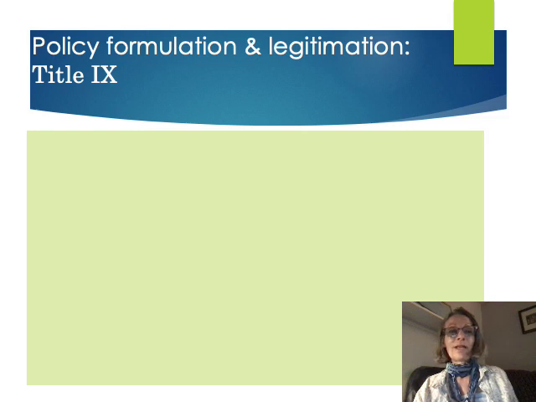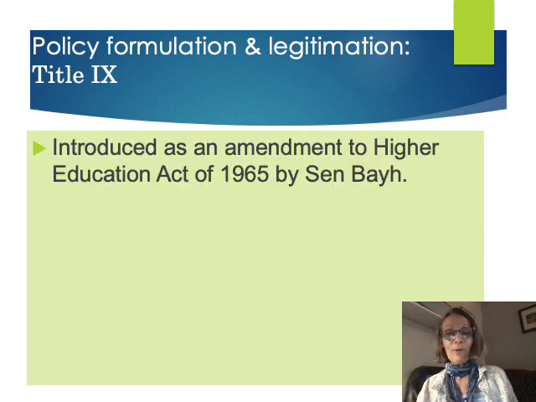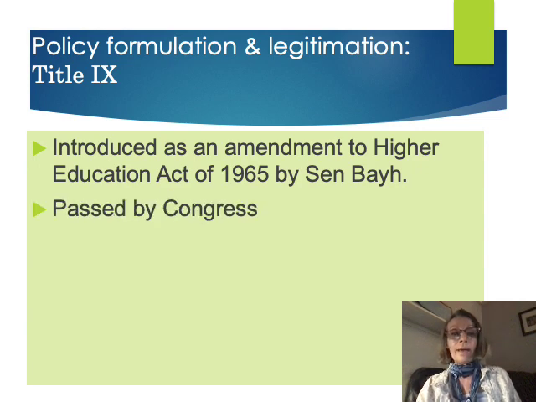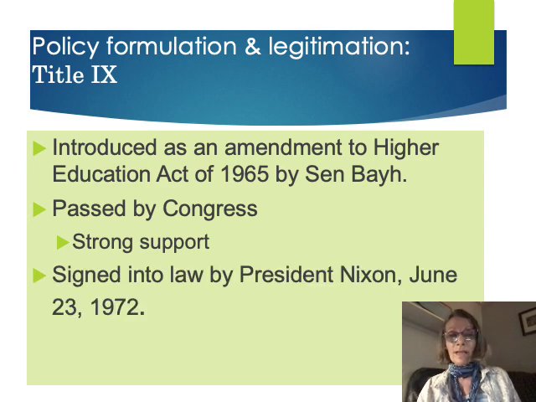And so how did this play itself out? How did policy formulation and legitimation play itself out with Title IX? Well, it was language that was crafted by senators, and it was introduced as an amendment to the Higher Education Act of 1965 by Senator Bayh of Indiana. It passed Congress with very strong support. In the Senate, it was a vote of 88-6, and in the House, it was 275 to 125. And then it was signed into law by President Nixon on June 23rd, 1972.